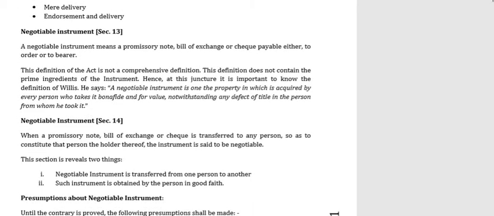So, coming to section 13, I would have told you the meaning of negotiable instrument under section 13. That is what is being given in your slide, which is now going ahead as well. Quickly read through section 13, negotiable instrument.